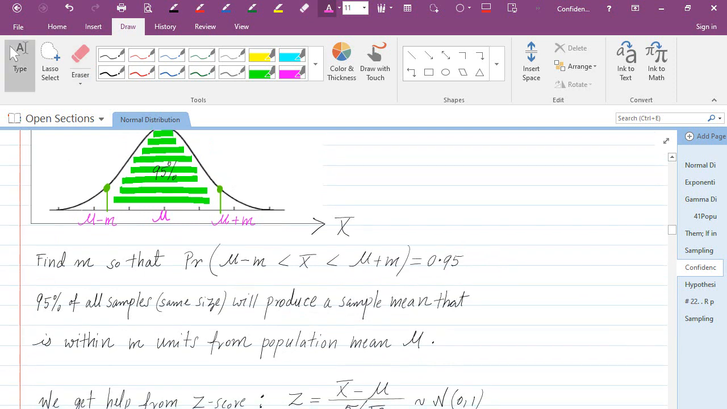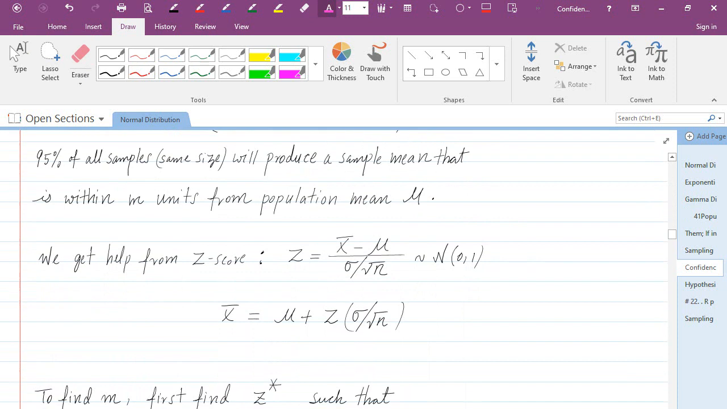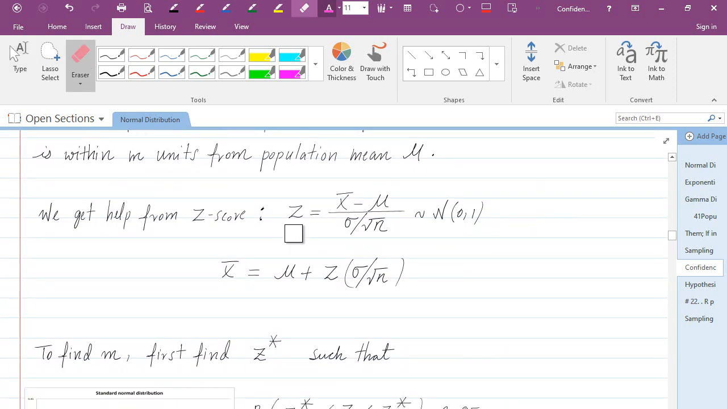Okay, so how do we find that m? Well, I'm going to take help from the z-score of x bar. So what is the z-score of x bar? The z-score of x bar is given by this formula. So z is x bar minus the population mean over the standard deviation of x bar, which is sigma over root of n. And we know that the z-score has a standard normal distribution. Now from this equation, we can find that x bar is z times sigma over root of n plus mu. So mu plus z times sigma over root of n is equal to x bar. So these two equations are equivalent.